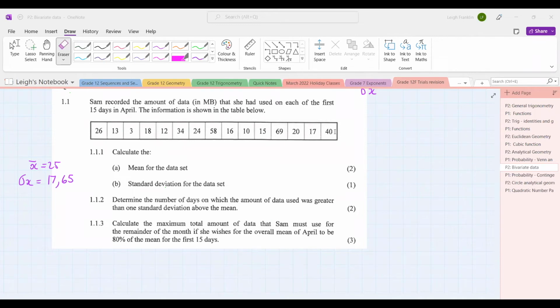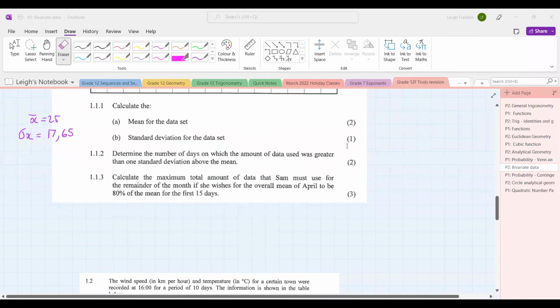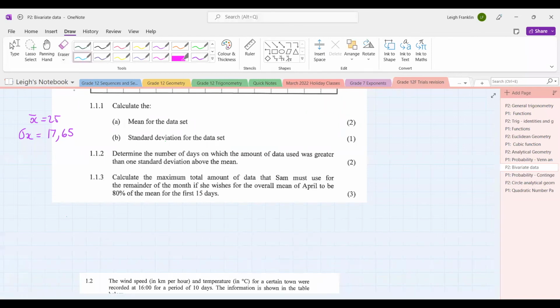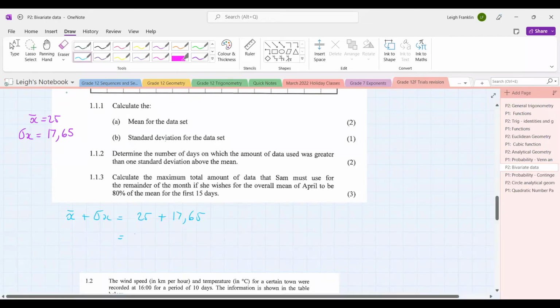All right, so now they've said to us, after calculating the mean and the standard deviation, determine the number of days on which the amount of data used was greater than 1 standard deviation above the mean. Okay, so 1 standard deviation above the mean means that we need to take X bar and we need to add 1 standard deviation to it, right? So that's going to be 25 plus 17,65. Okay, so that is going to leave us with 42,65, isn't it?